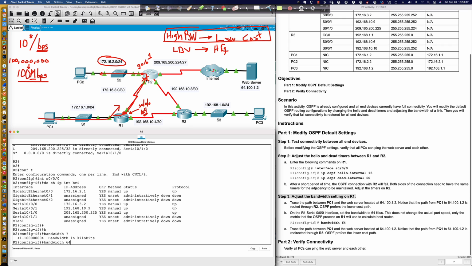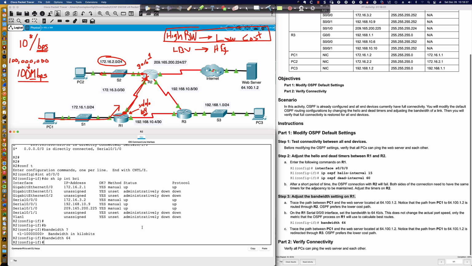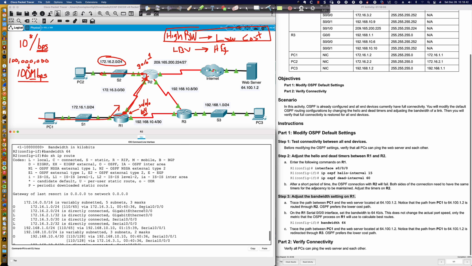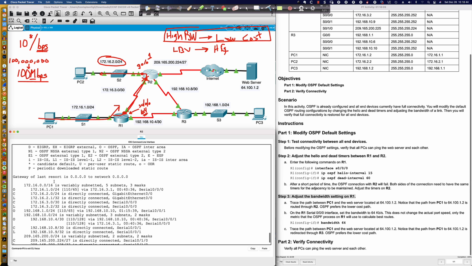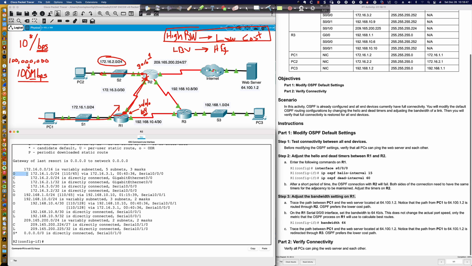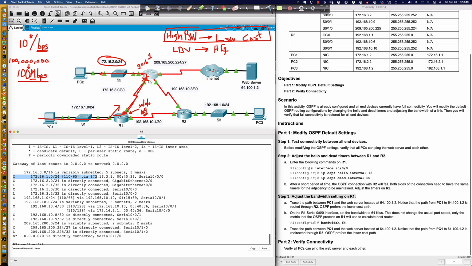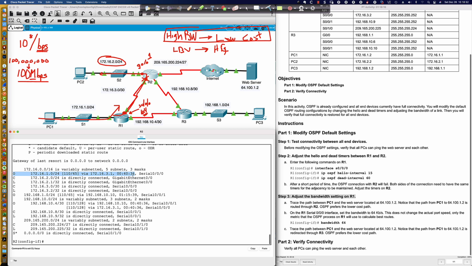And if that's the case, the auto cost reference bandwidth setting is going to honor that and say, okay, the cost is 64. And so for traffic that would be going out that interface to reach some network out this interface, that's the path it's going to go. And so we would set it to 64. Now what happens when I say do show IP route? We'll take a look at the routing table first here. And where is that OSPF learned route? It's here. And you can see that the cost is now 65.